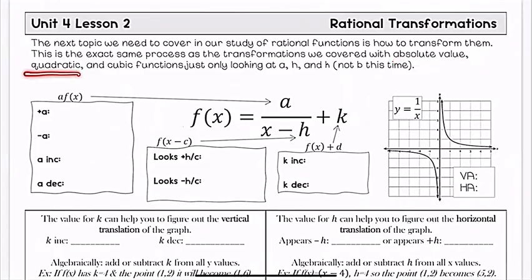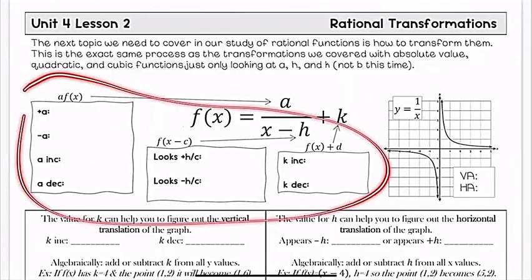graphs, quadratic graphs, and cubic graphs this year so far. All of those transformations had A, H, and K exactly in the same iteration they're in right now. The other ones also had B, but we're not going to deal with B for rationals, just A, H, and K. I have our little summary up here for you.